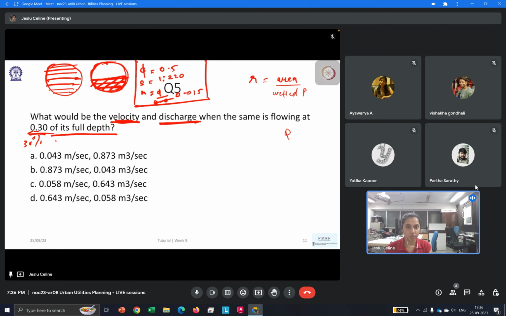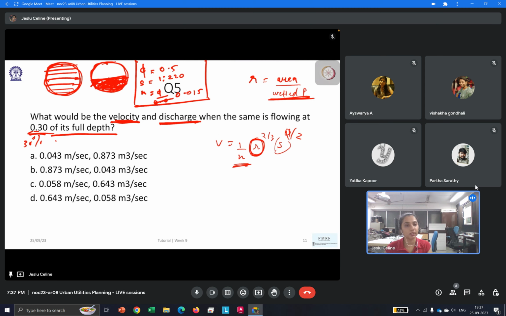So what is changing over here? When the flow changes from 100% to 30%, if you look at the Manning's equation, 1 by n into R raised to 2 by 3, S raised to 1 by 2, what is changing? S is not changing, n is not changing. What is changing is R. R is the only thing which is changing over here. Why? Because you have a wetted perimeter to find R. So now the wetted perimeter will change because it was only flowing 30%.